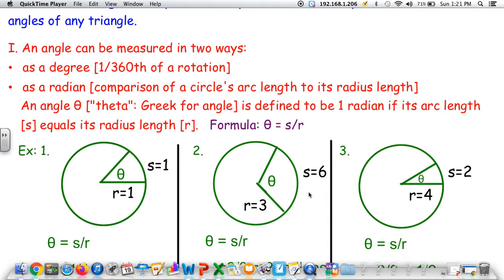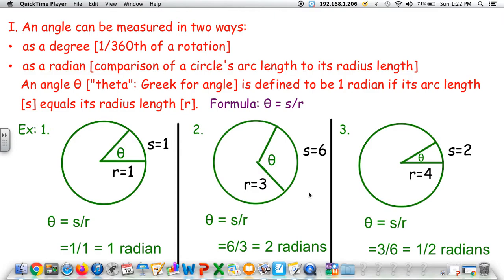If we look over here, here's my angle theta. This is the arc length. The arc length would be if I could just make a circle out of string and then cut out parts of that circle. So if I have an angle theta in which the radius measures exactly the same as the arc length, then by definition this theta is equal to 1 radian. Notice the ratio S over R, 1 over 1, is just 1 radian.